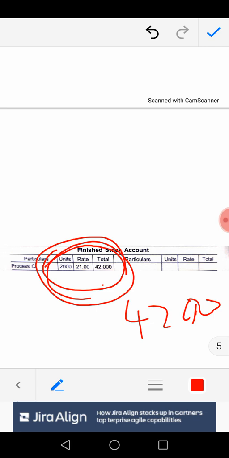For one unit, that expense is 21. And how many units are produced? 2,000 units are produced.